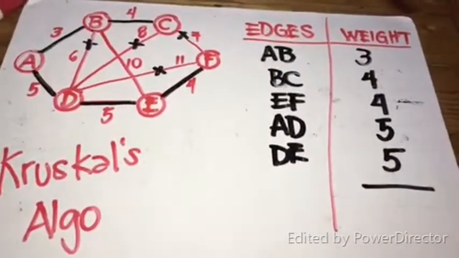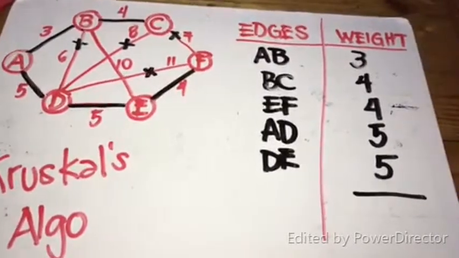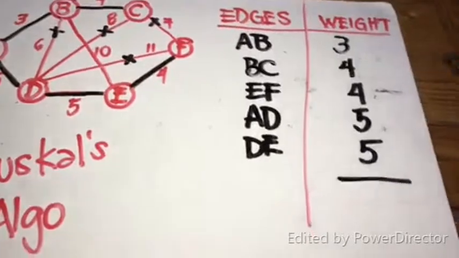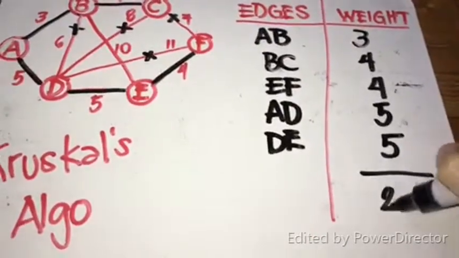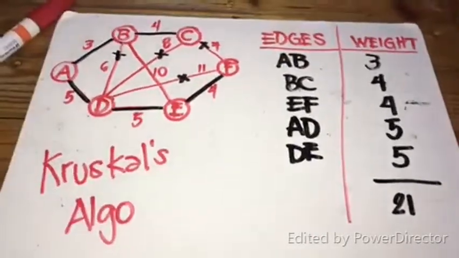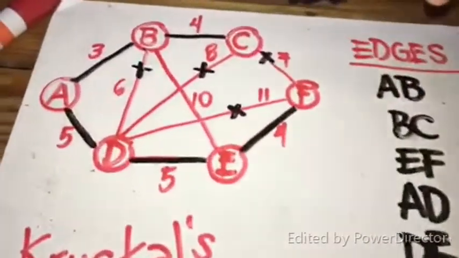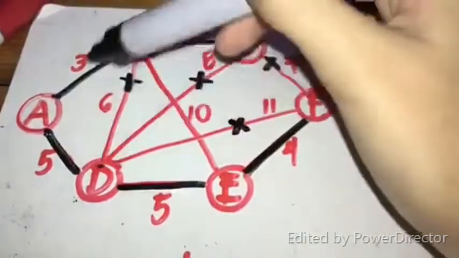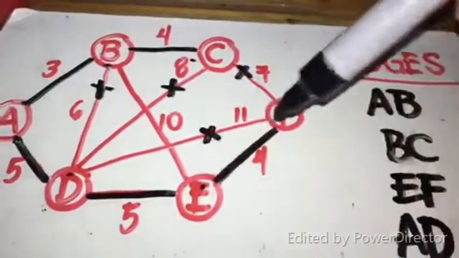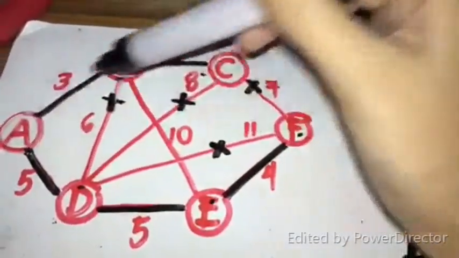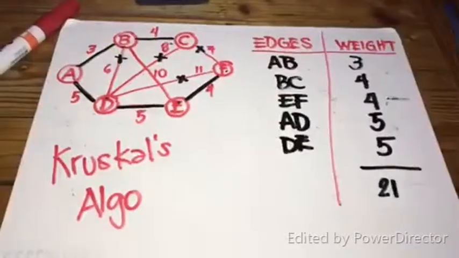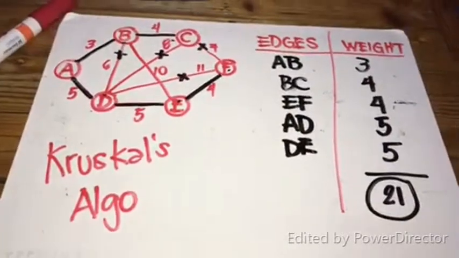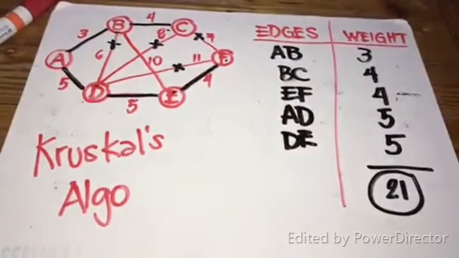So to sum this up, we have 3 plus 4 is 7, plus 4 is 11, plus 5 is 16, plus 5 is 21. So to see again if our connection is correct, we can see that all of the nodes are connected and there are no breaks in the tree. So our final answer here would be 21, which represents the amount of cable wire that will be needed.